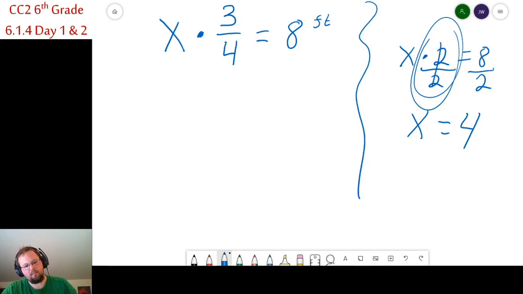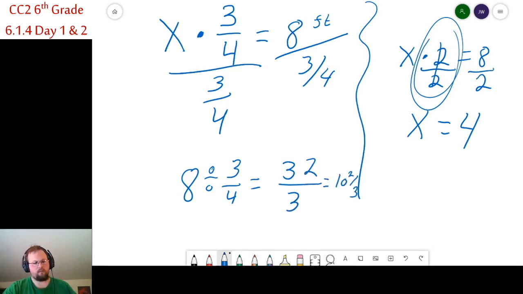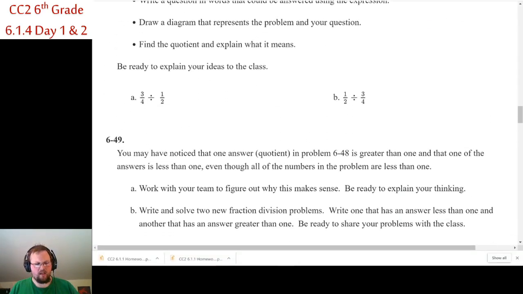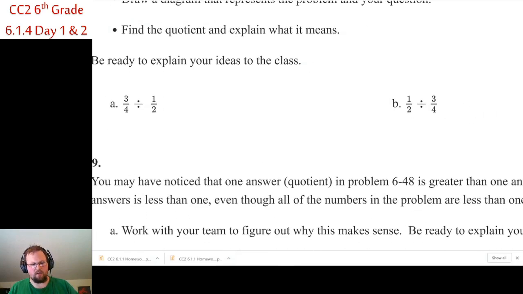If I divide both sides by 3/4, the problem that I'm solving is 8 divided by 3/4, and this is a problem that we just did, which ends up being 32 over 3, or 10 2/3. So I want to go over just like a couple of these. Here, these are super simple tricks to dividing fractions.